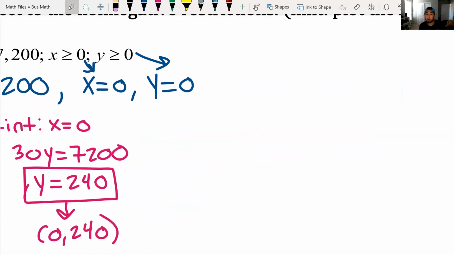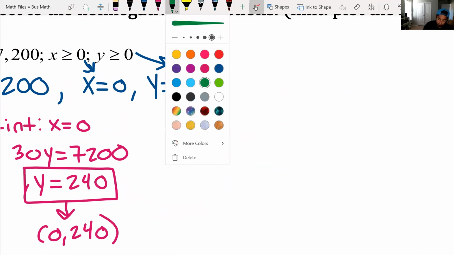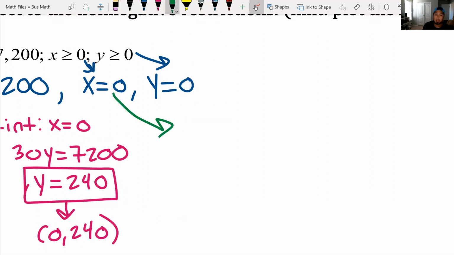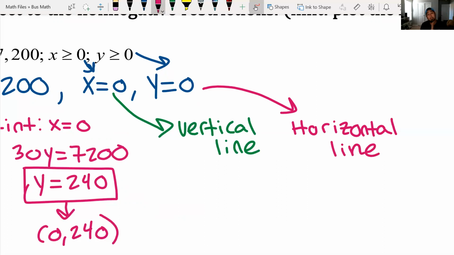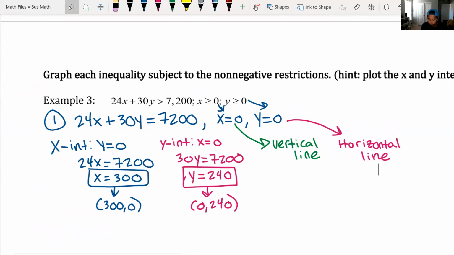Okay, now on to these two equations. What type of graphs do these two equations make? If you look at x equals 0, remember that x equals 0 is the graph of a vertical line. So this just makes a vertical line. And remember that y equals 0 will make a horizontal line. Which means that there's no need to find an x-intercept or y-intercept for these two equations. We just have to know what type of lines they make.